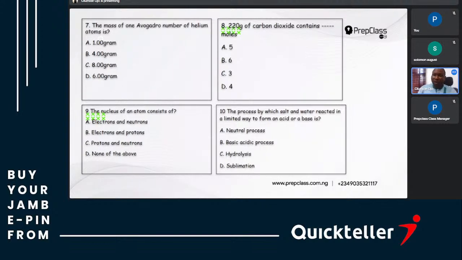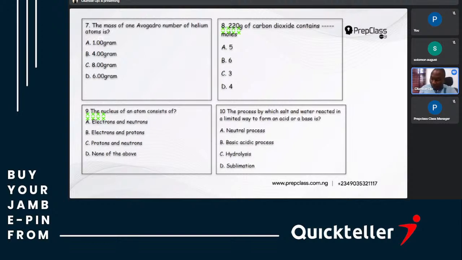But here we are having mass and the molar mass. So they said 220 grams of carbon dioxide contain dash moles. Now, carbon dioxide is what? CO2. What would be the molar mass of CO2? Carbon will be what? 12 plus oxygen is 16 times 2. So 16 times 2 is 32, plus 12, that will be 44. So the molar mass of carbon dioxide is 44, while the mass of carbon dioxide that we are given is 220.